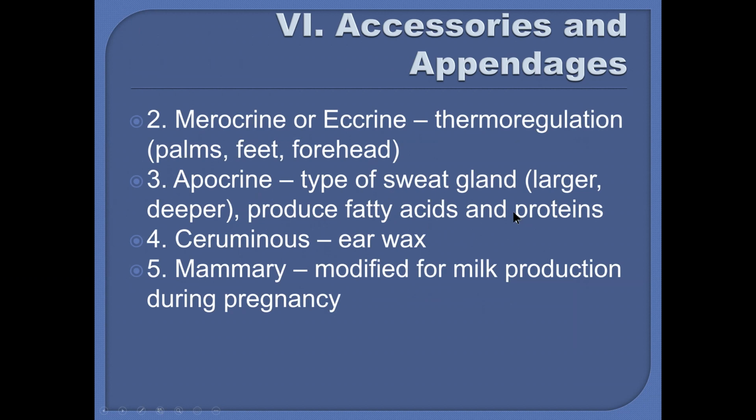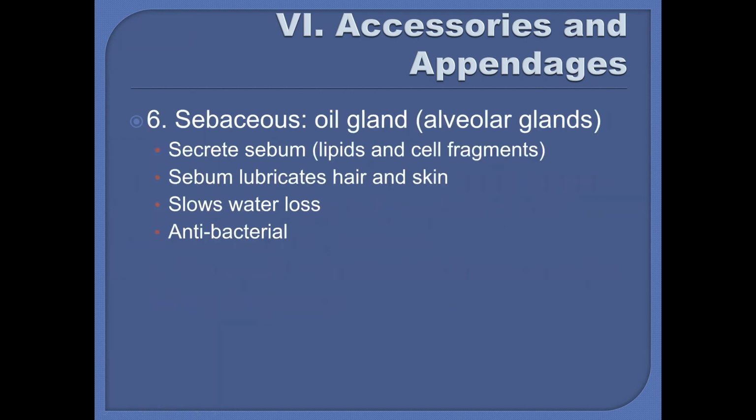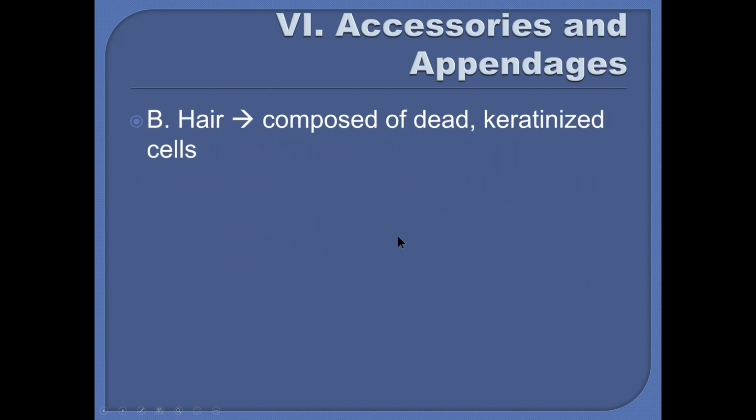We have apocrine glands, which are larger and deeper glands, which we talked about, that have the fatty acids and proteins that when they decompose give us a smell. We have ceruminous glands, which are responsible for earwax, and mammary glands, which are in the breast, which under hormonal stimulation from pregnancy become modified for milk production. Okay, and finally we have sebaceous or oil glands. Everybody has those. Lipids and cell fragments, they lubricate the hair and skin, slow water loss, and are antibacterial.